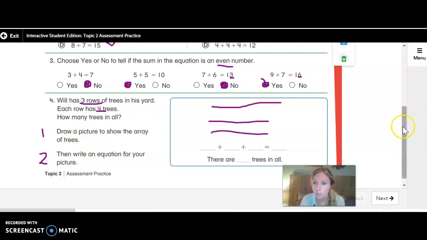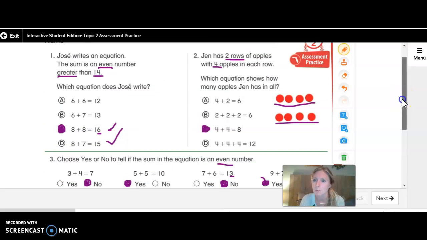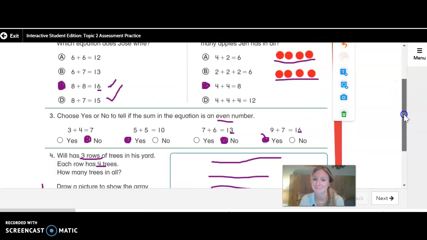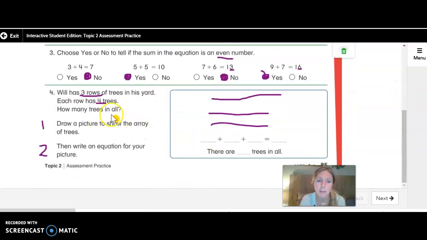So let's draw our picture. Let's go up and get those apple stamps again, okay? And we'll pretend that those are our trees. Should we pick yellow this time? All right, let's come on down. So draw the picture to make the array. 3 rows. How many trees in each row? 1, 2, 3, 4. 1, 2, 3, 4. And then 1, 2, 3, 4. Does our picture make sense? We have 3 rows. 1, 2, 3. And we have 4 trees in each.